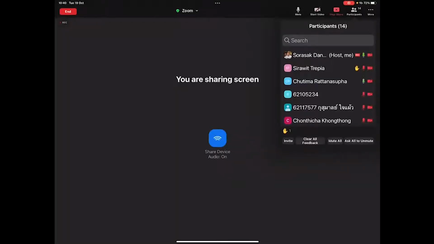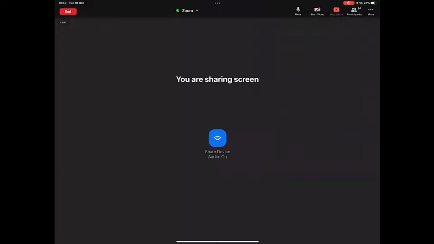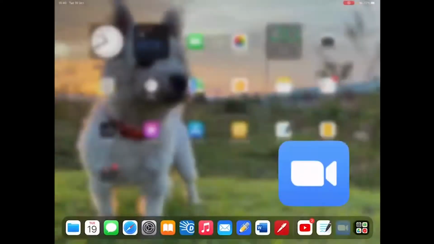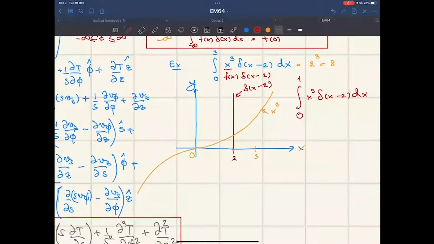Okay, let me go back to our work here. Our integration is going from 0 to 1, which is somewhere here. So our limit of integration confines us only to this region. And our Dirac delta function is not here. It's 0 everywhere other than 2, in this direction and this direction. So any function multiplied by this Dirac delta function is 0 here. There's nothing here. It's just a flat line.